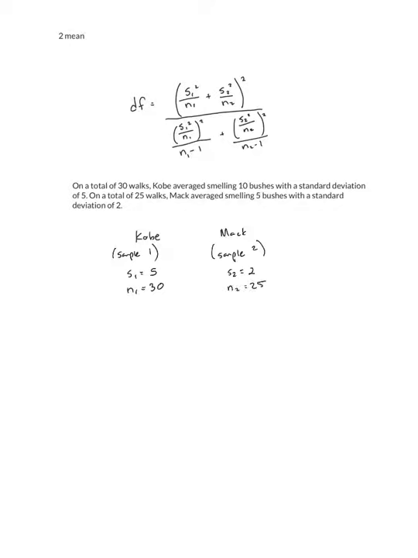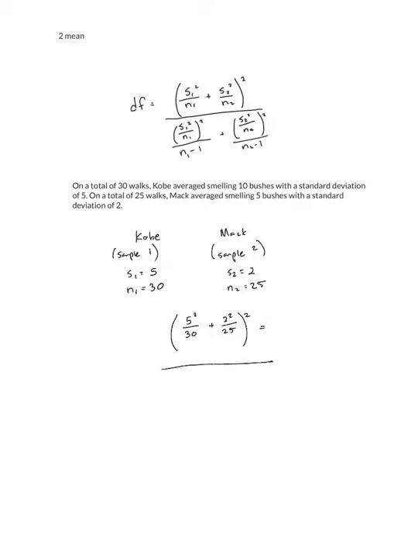So what I'm going to do is plug everything in here. I'm going to notice that I have 5 squared over 30 plus 2 squared over 25, all squared. Now, if I'm plugging this into a calculator, I'd find this value and write it on the side here.